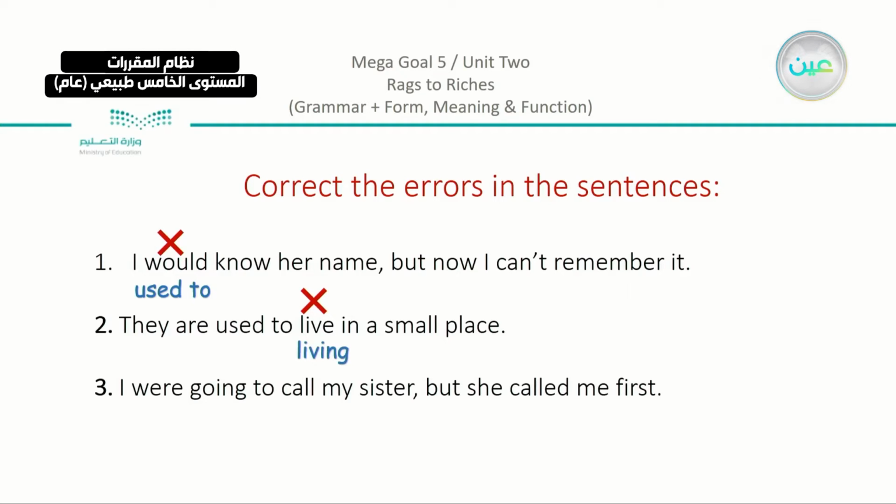I were going to call my sister, but she called me first. I were going to call my sister is not correct in the sentence, which means that were is going to be wrong, and instead of it, I'm going to say I was going to call my sister.